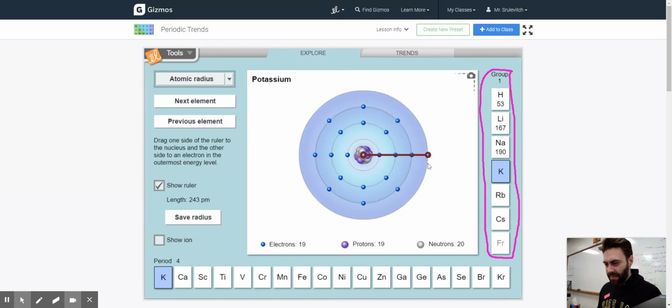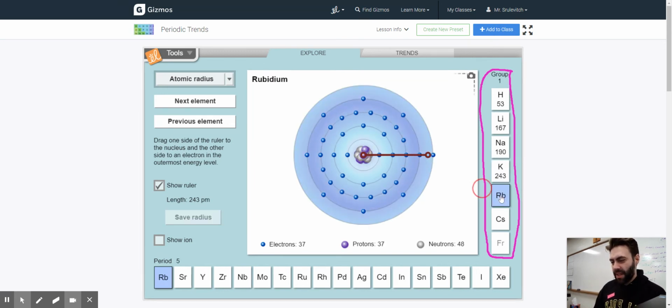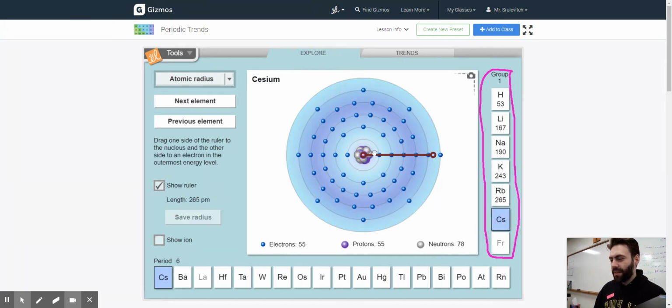Potassium, four energy levels. See how we're increasing energy levels? And as we increase in energy levels, the radius gets bigger. Click Save Radius. See, you don't even have to move it from the middle anymore. You can just move it to the valence electron.